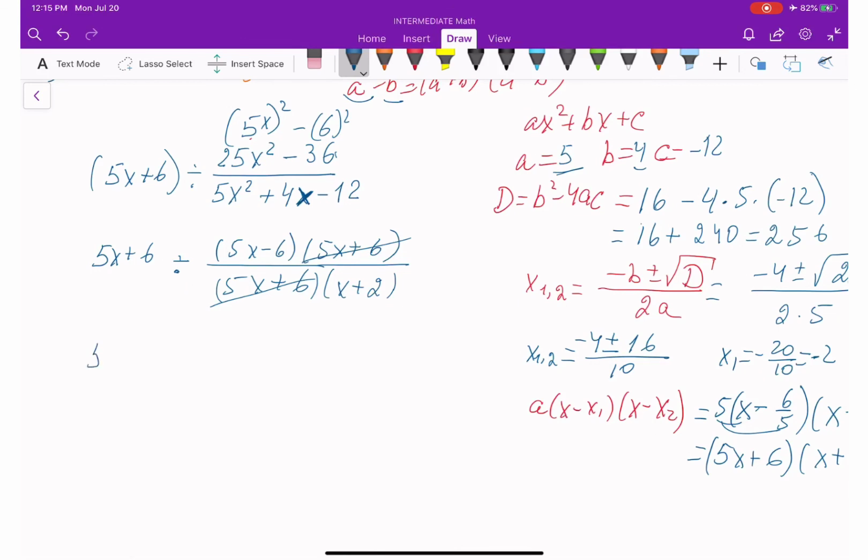So 5x plus 6, since we can represent in the format over 1, and flip this fraction, 5x minus 6 over x plus 2. x plus 2 will come on the top in numerator. 5x minus 6 come to the bottom, to denominator. Again, here we are cancelling and we're getting clean answer x plus 2. All right.